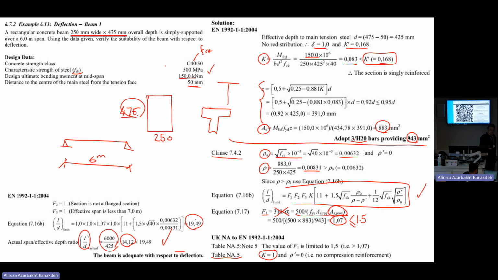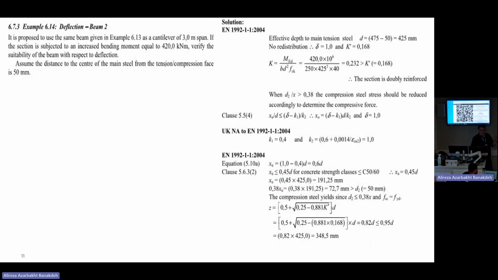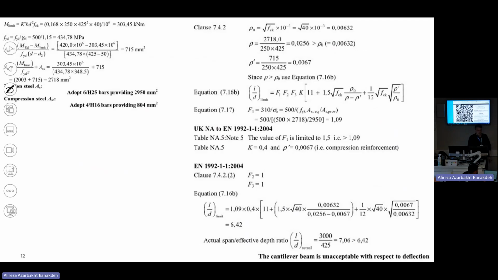So this example 613 was, as you see, not very difficult. It's singly reinforced. All right. The next example is exactly this one, but they just increase the external force to make it double reinforcement. That's the only difference. Nothing changes. Instead of the second formula, you're using the first formula, I guess, if I remember. Nothing different.